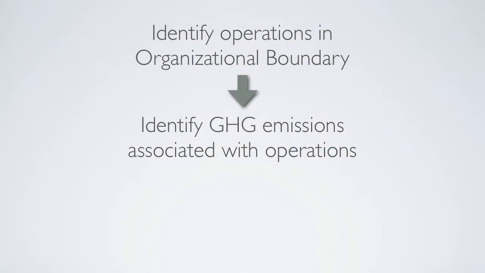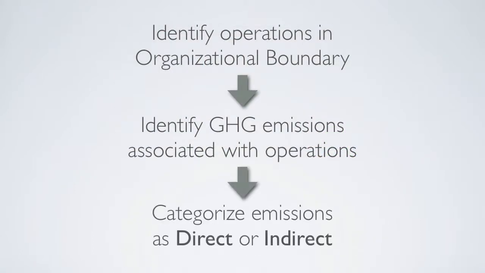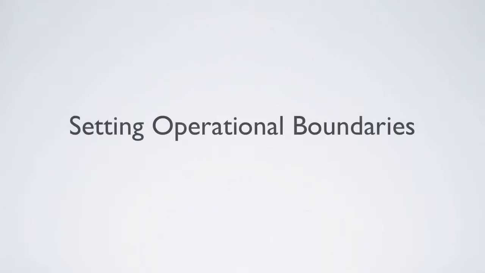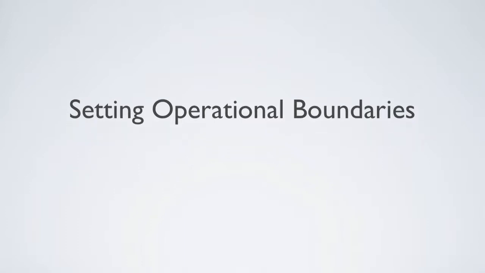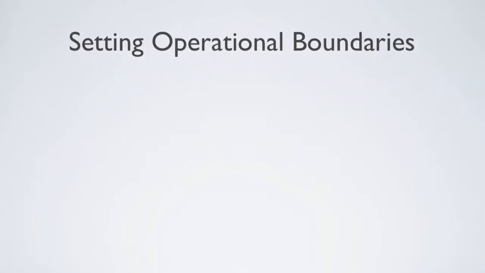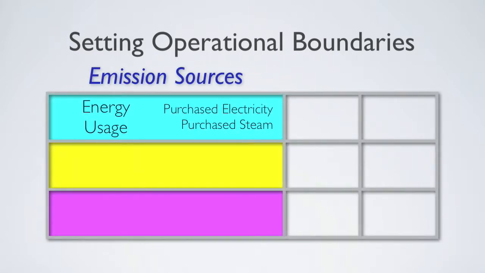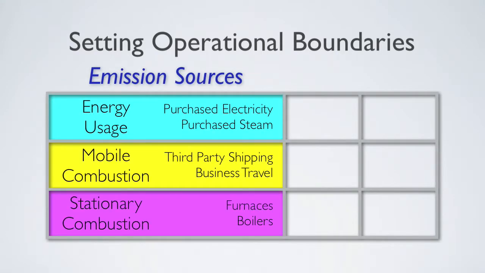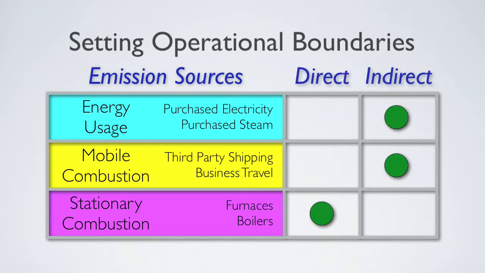Once all the emissions have been identified, they must be categorized as either direct or indirect. Next, the company must decide which indirect emissions it will account for. This process is known as setting operational boundaries. To put it simply, setting operational boundaries is a three-step process. The first step is identifying emissions. The second step is categorizing emissions as direct or indirect. And the third step is determining which indirect emissions will be accounted for.